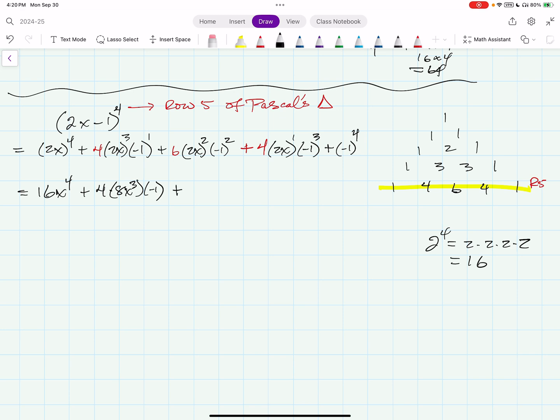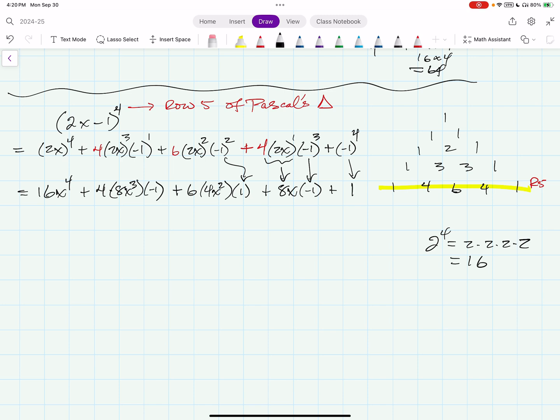And then I've got plus 6 here. So 6 times 2x squared, which would be 4x squared, times 1, because guess what? Negative 1 squared is 1. Plus 4 times 2x, well, I'm going to simplify that to 8x. And then times negative 1, because negative 1 cubed is negative 1. And I'll multiply those together when I fully simplify it here in a minute. And then negative 1 to the 4th is just 1.